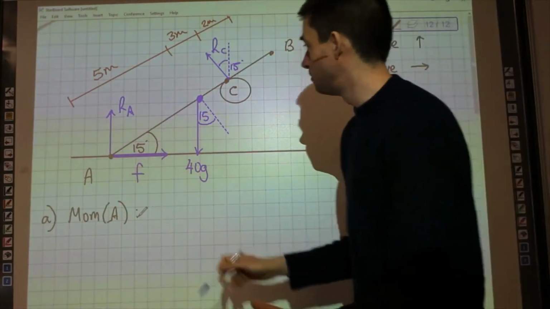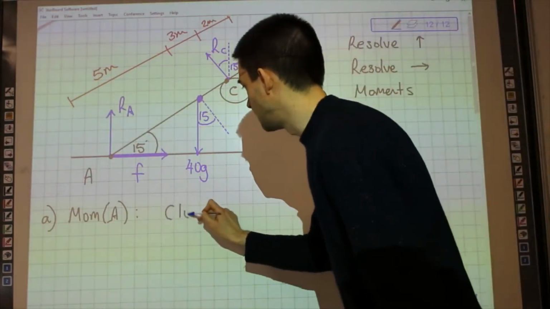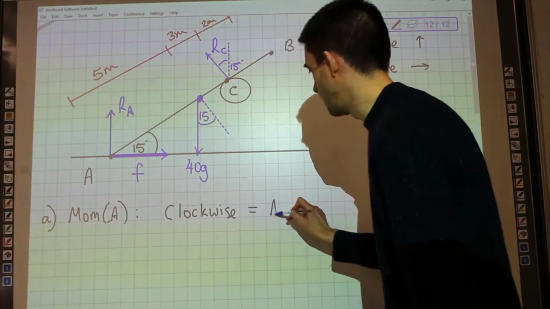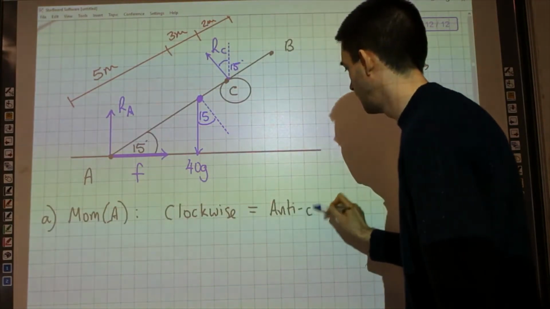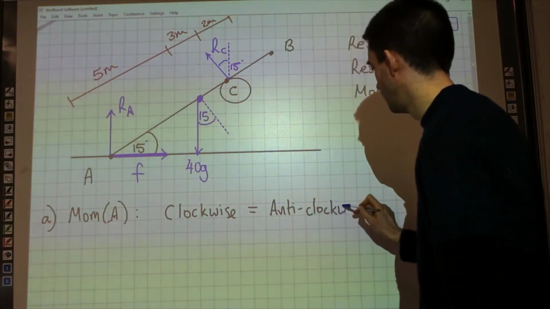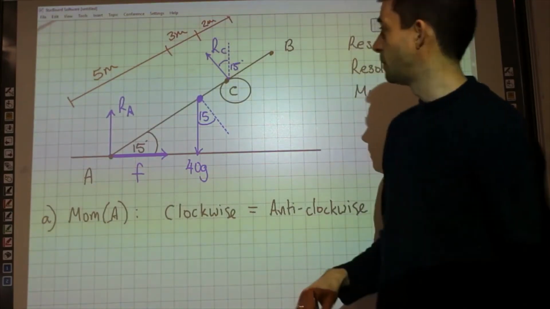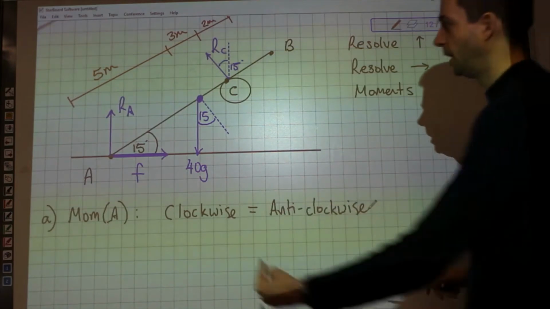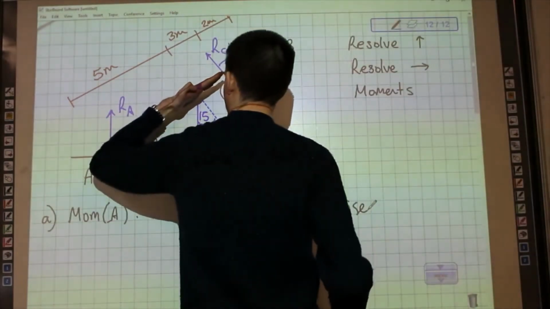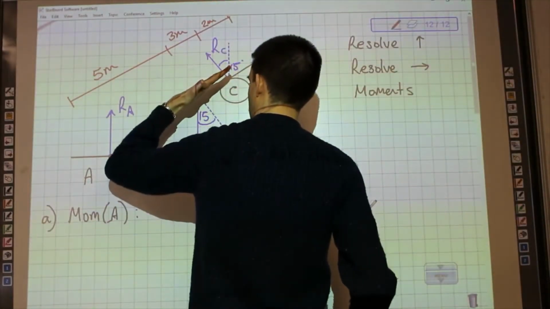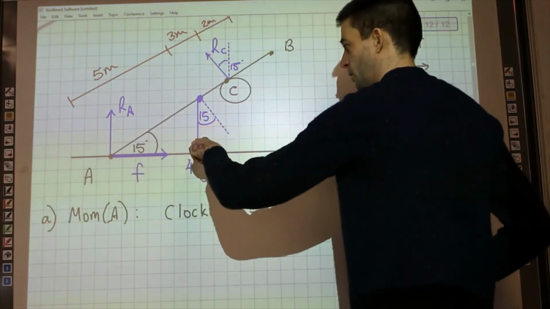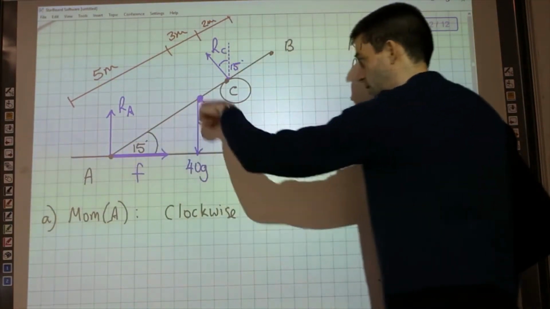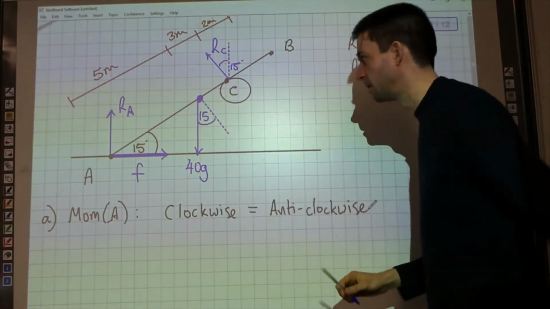So what I now need to do, moments about A, I need to think, okay, I need to do my clockwise moment equals my anti-clockwise moment. So I need to think about any forces that are acting clockwise if I go like so. And you can probably see by me doing that this force here is causing the rod to want to turn clockwise, so I have to consider this one to start with.